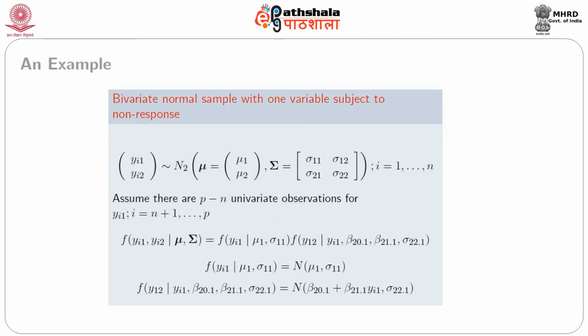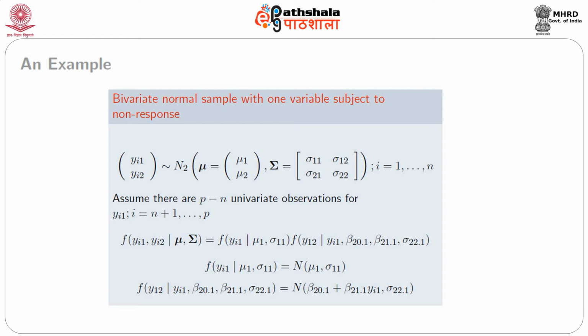Now, let us consider a case for bivariate normals. Consider a bivariate normal sample with one variable subject to non-response. The vector y i1, y i2 follows an IID bivariate normal with mean mu equal to mu 1, mu 2, and covariance sigma with diagonal elements sigma 1 1 and sigma 2 2, and sigma 1 2 the off diagonal elements. So, sigma 1 1 is the variance of y 1, sigma 2 2 is the variance of y 2, and sigma 1 2 is the covariance of y 1 and y 2, and here i ranges from 1, 2 up to n.